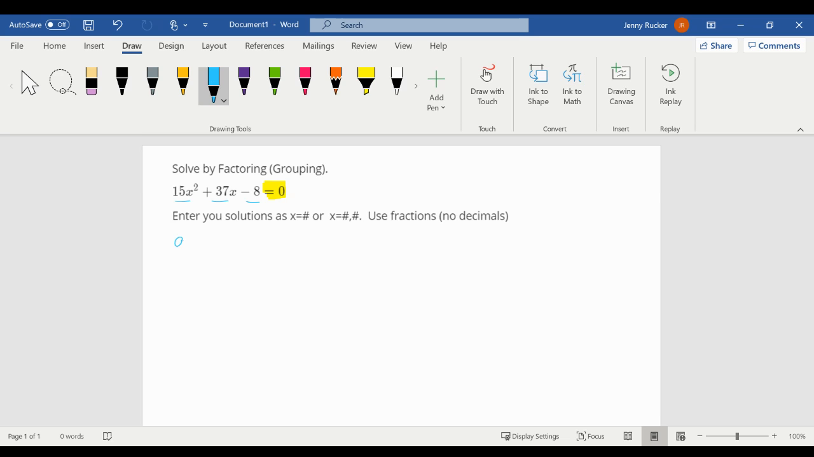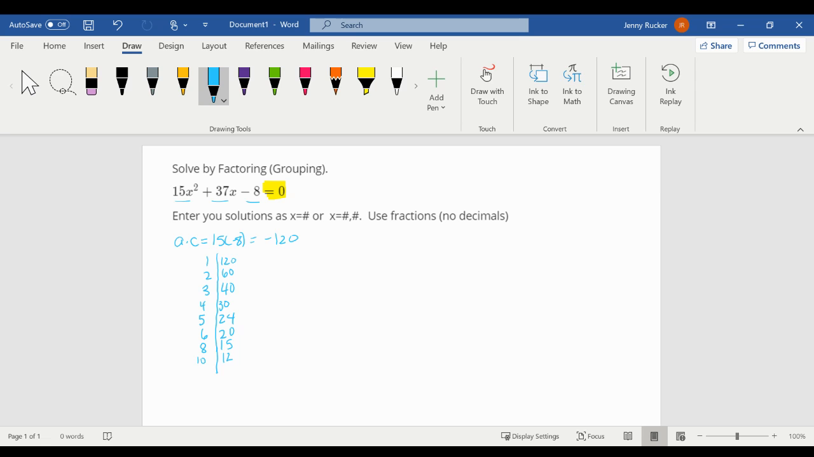So we're going to do that by multiplying a times c, which is going to be 15 times negative 8, and that is negative 120. So we need to find factors of 120. So I'll do 1 and 120, 2 and 60, 3 and 40, 4 and 30, 5 and 24, 6 and 20, 8 and 15, and finally 10 and 12.